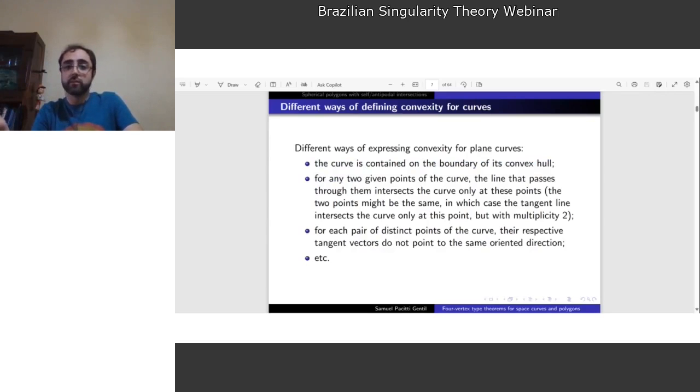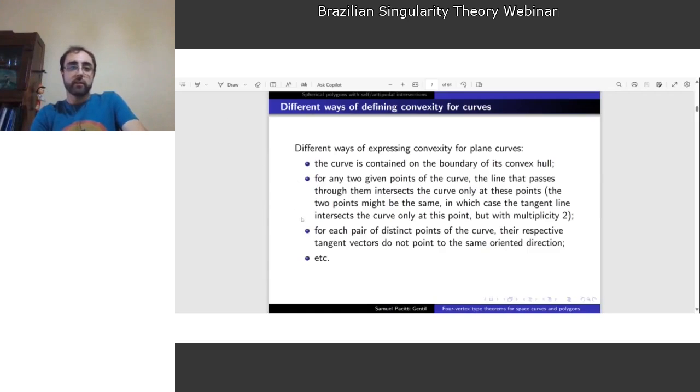Another condition that is also true for convex curves is the following. If you pick two different points of the curve, the line that passes through them intersects the curve only at these points. If the points are different, then the intersection is transversal. If the points are the same, then we are talking about the tangent line at this point, and the tangent line intersects the curve with multiplicity 2. And a third way of expressing convexity for plane curves is the following. For each pair of distinct points of the curve, their respective tangent vectors do not point to the same oriented direction.